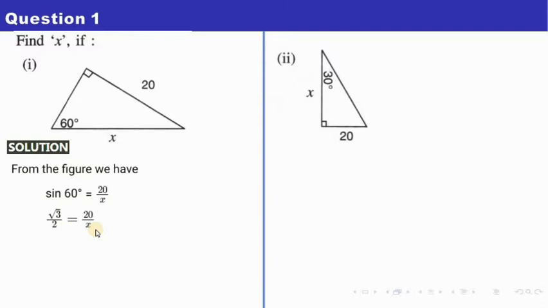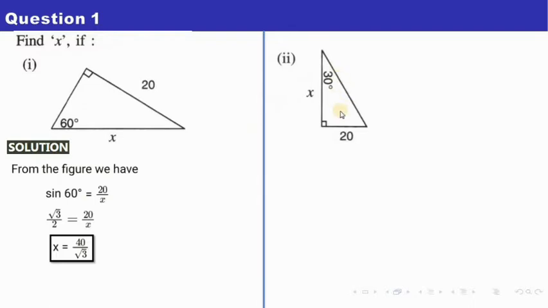Now do the cross multiplication. Take the 2 out there, and take this x out there. If you do that, 2 into 20 is 40, and this root 3 comes here, x goes over there, so it is 40 by root 3. So what is the value of x from this particular diagram? It is 40 by root 3.